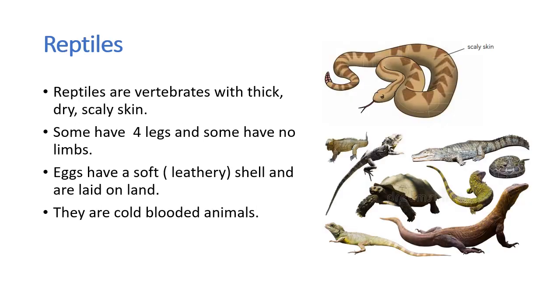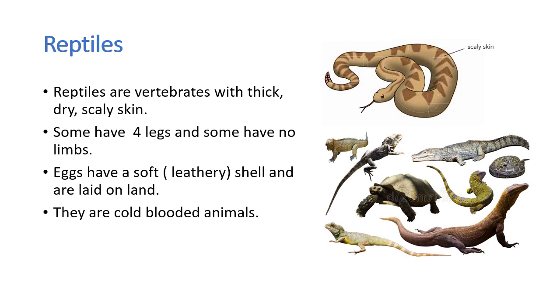Reptiles. The characteristic feature of reptiles is having a thick, dry, scaly skin. They also have scales, but their skin is very dry. Reptiles are of many different types. Some reptiles have legs like crocodiles, tortoise, turtle, and some reptiles don't have any limbs, for example, different types of snakes.